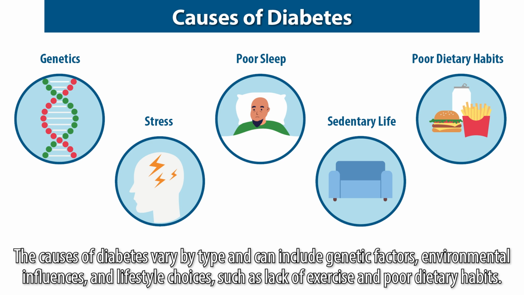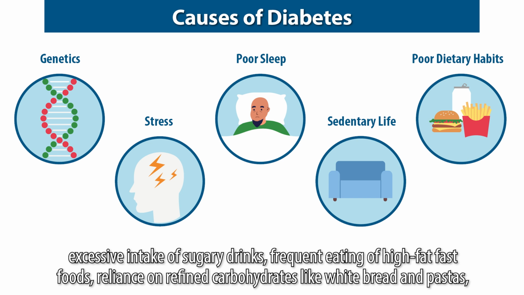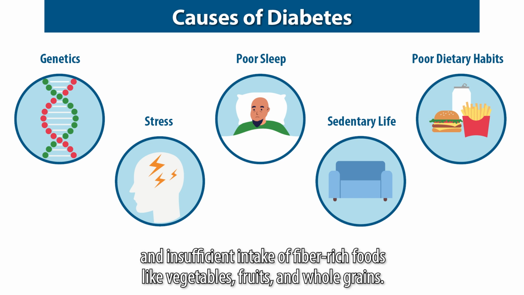The causes of diabetes vary by type and can include genetic factors, environmental influences, and lifestyle choices, such as lack of exercise and poor dietary habits. Poor dietary habits that contribute to diabetes include high consumption of processed foods, excessive intake of sugary drinks, frequent eating of high-fat fast foods, reliance on refined carbohydrates like white bread and pastas, and insufficient intake of fiber-rich foods like vegetables, fruits, and whole grains.